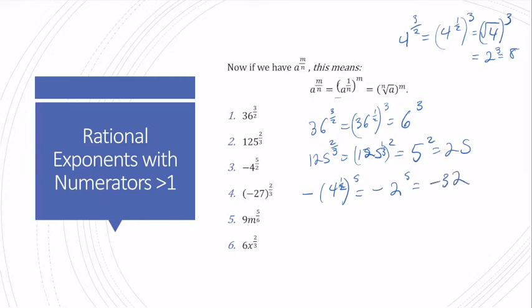If I have 9m to the 5/6, oh, that 9 isn't attached, so it's just the 6th root of m to the 5th. If I have 6x to the 2/3, that's like saying 6 times x to the 1/3 squared, so it'd be 6 times the cube root of x squared.